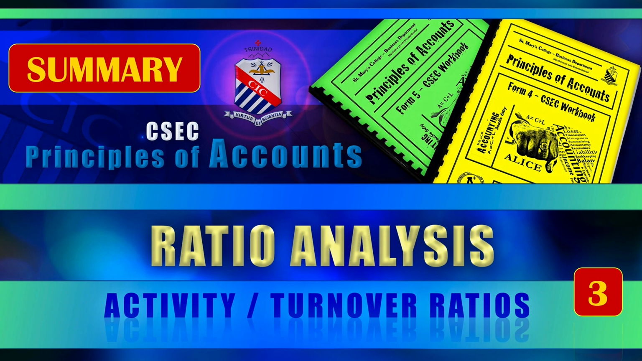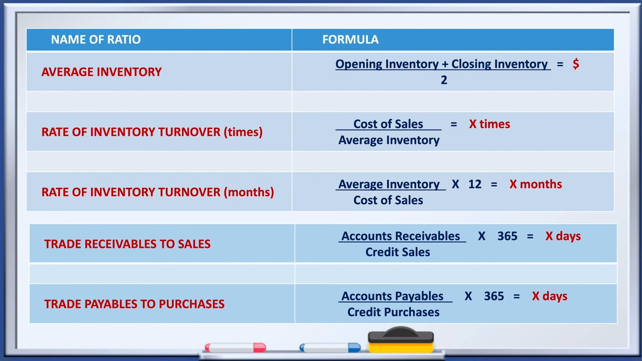So in summary, these are our activity ratios. It's really 3 ratios, but you need to know how to work out average inventory in order to work out your rate of inventory turnover. This can be expressed in 2 ways. Times, which is your main way, so learn this one. But if they happen to ask you in terms of months, just flip the formula and multiply by 12.